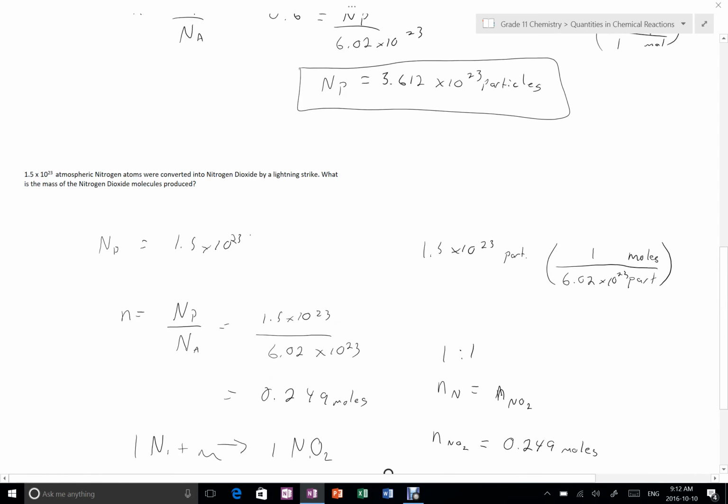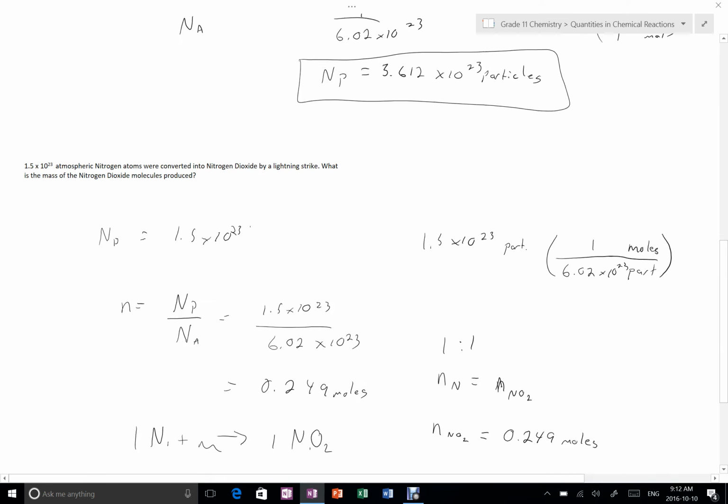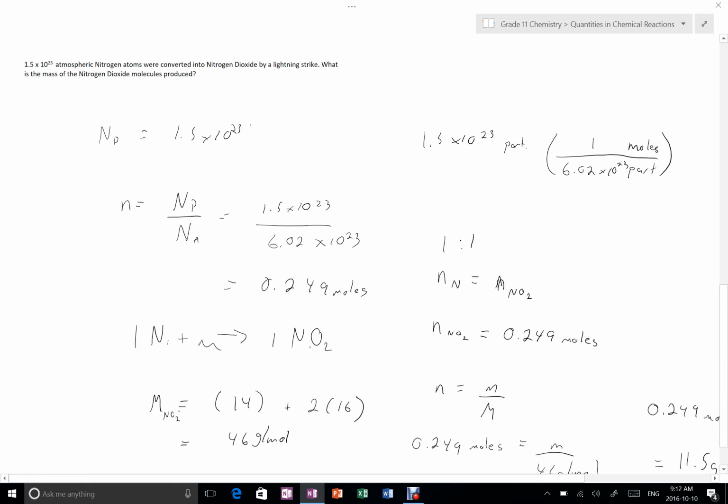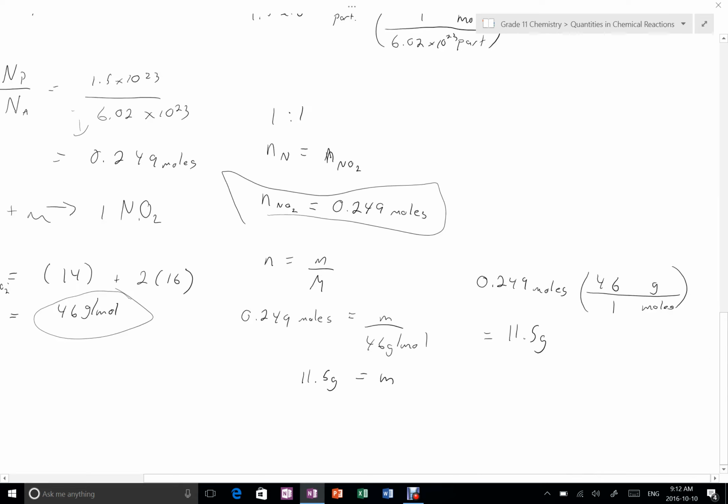So, again, looking at my basic steps here, take what's given, convert it to moles, figure out if there's any sort of mole ratio between the thing you have and the thing you want, and then convert the resulting number of moles into whatever you want for the question. So, here I had the number of particles, I converted it to a number of moles. It was a 1-to-1 ratio, so I had no need to change that, so that's the same number of moles that would be produced of NO2 gas. I figured out how much each mole of NO2 gas weighed, and then used that, either by looking at it as a conversion or using the equation, to determine the mass of NO2 gas produced.